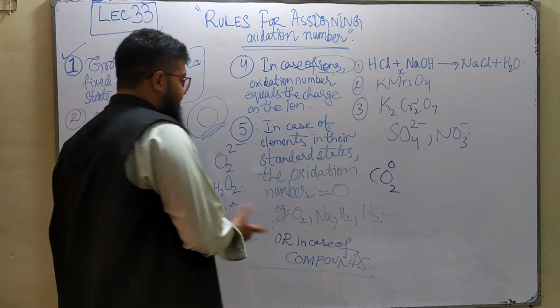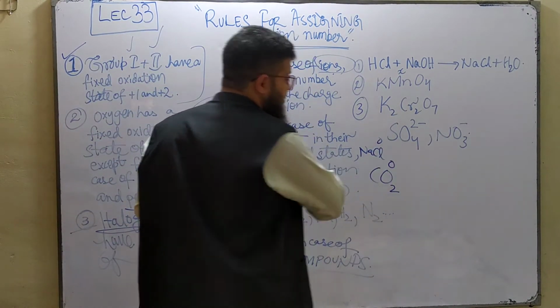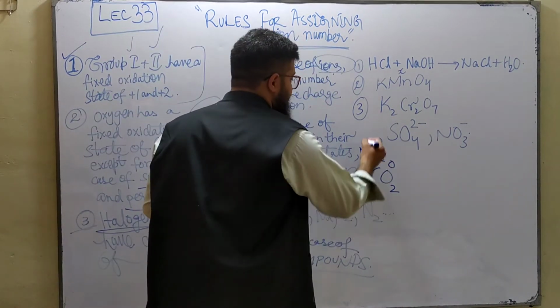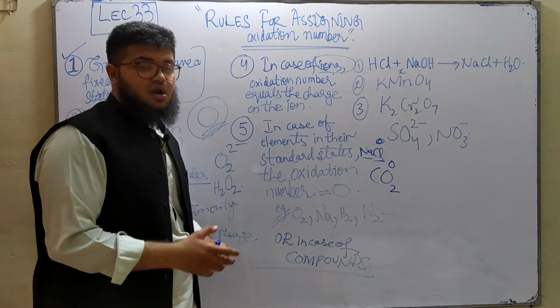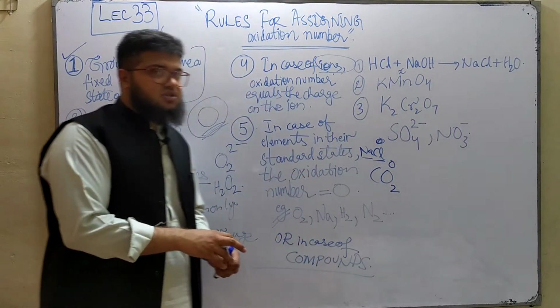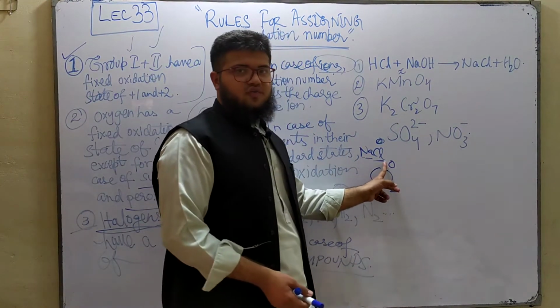For example, you find a compound, let's say sodium chloride, the overall oxidation number is still 0. I'm not talking about the individual oxidation numbers, but rather the overall. How to calculate the overall oxidation number? Overall oxidation number is actually the sum of the individual oxidation numbers that you have. Okay, for example, you've got sodium over here and chloride over here.